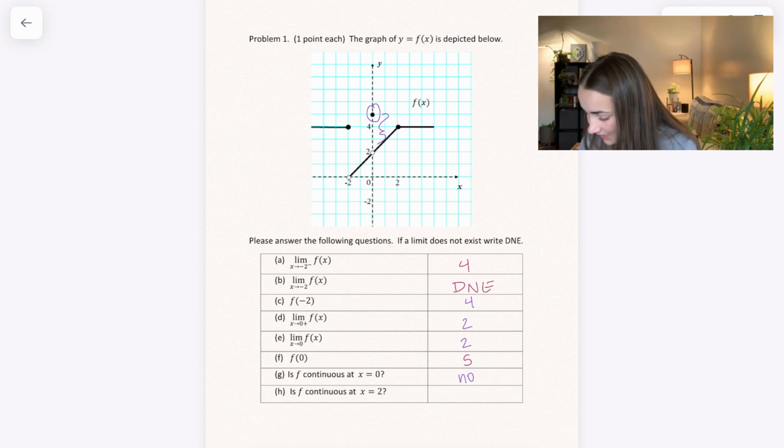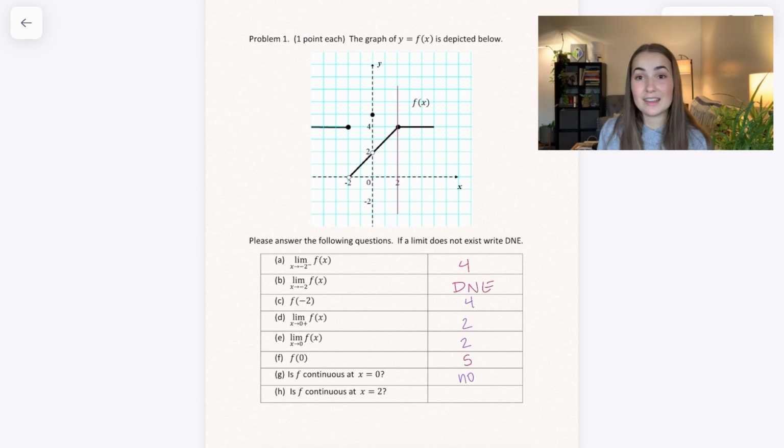Now, is f continuous at x equals 2? If we look at x equals 2, that's going to be the value right here. And we can see that this is going to be continuous. I don't need to lift my pencil at all. The limit is going to be the same as the actual plugged in value. So here I would write yes. Alrighty, let's go ahead and move on to the next problem.